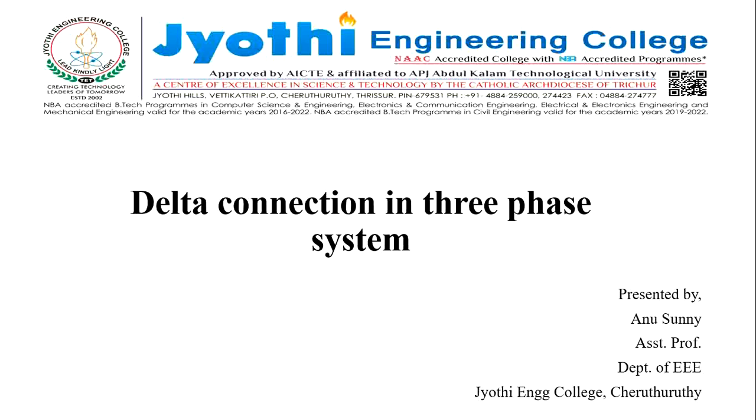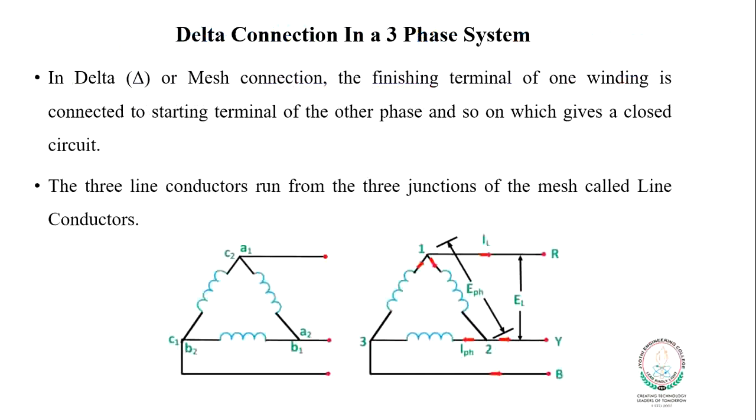We know that in a three-phase system, there are three identical windings which are displaced from each other by 120 degrees. So, in order to reduce the number of conductor materials to connect this three-phase winding to the load, we will interconnect these windings. One type of interconnection is delta connection.